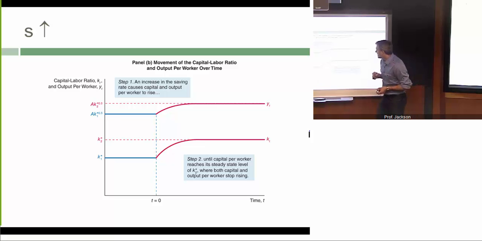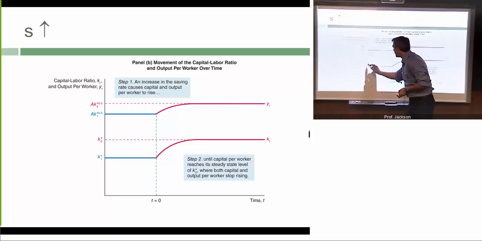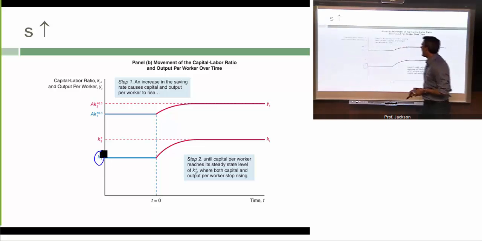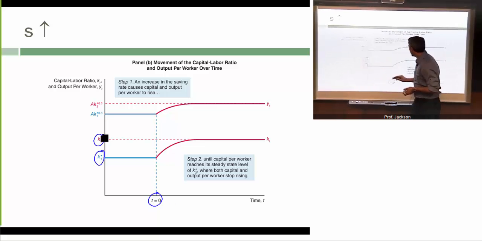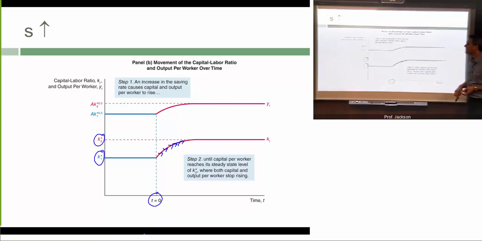And so you can see that if we're initially at that initial steady state K1 star, that's our initial level of capital per worker, then at time T equals 0, we assume that that savings rate rises. And that's when we move to that new steady state level of capital K2 star. Okay, so as I said, over time, the level of capital is going to gradually gravitate to that new steady state level of capital K2 star.